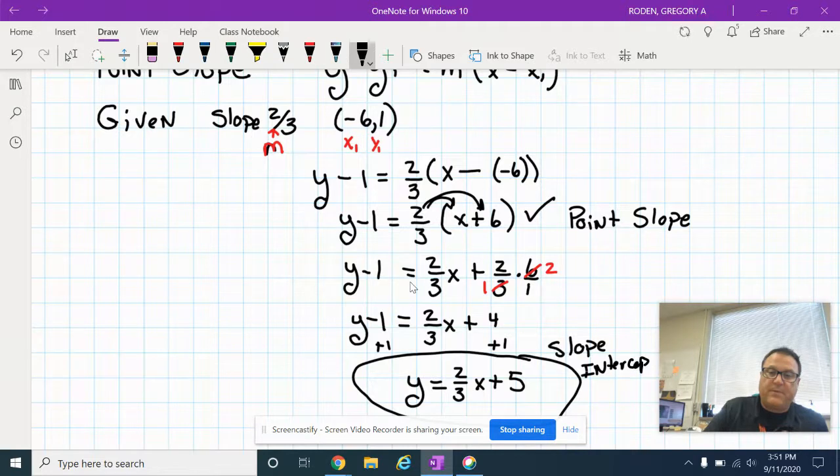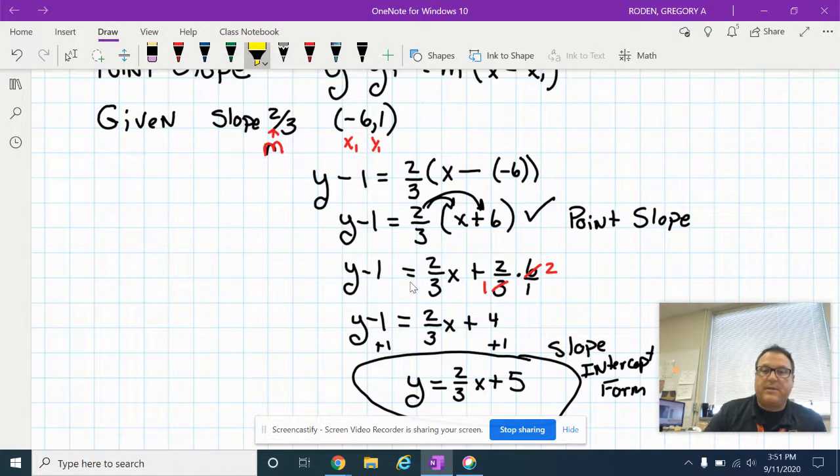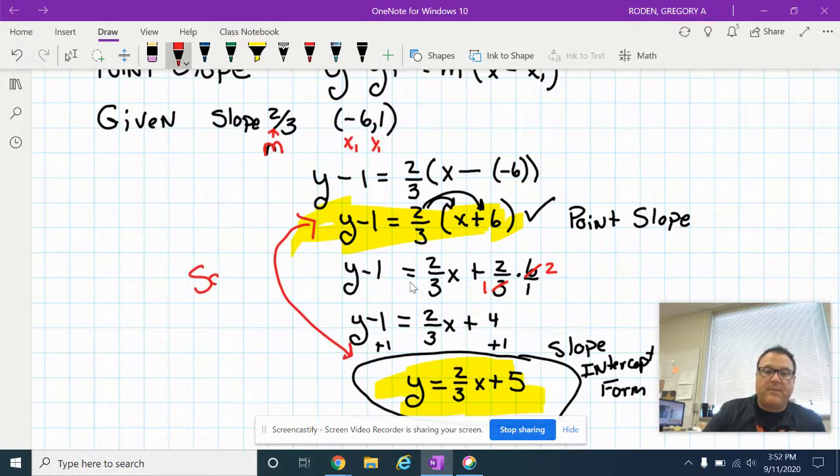Now, one thing I want to emphasize here is this equation right here, this equation in point slope right here. Don't worry about those arrows. It's the exact same thing. These two things are the same. Just because I put one in point slope and one in slope intercept, I didn't change the value or anything. They're just different forms. It's the same thing.